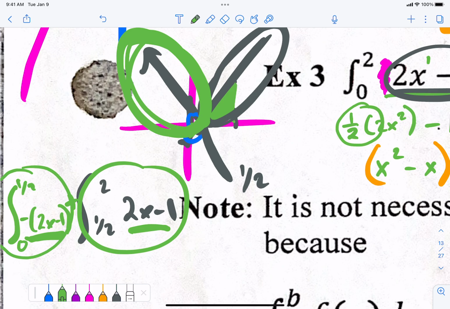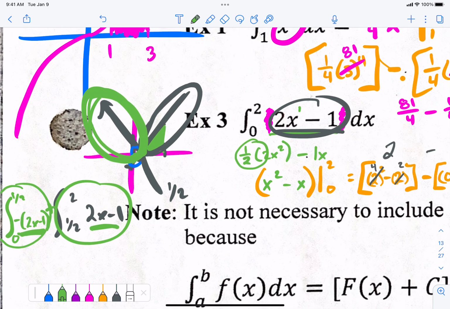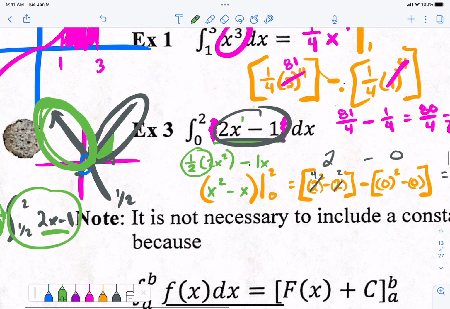So that's what it would look like. You would have to do 2 different things, 2 different antiderivatives, plug those numbers in, and then add your final answer together. It's so gross. Okay? So that's why we pretended that the absolute values weren't there.